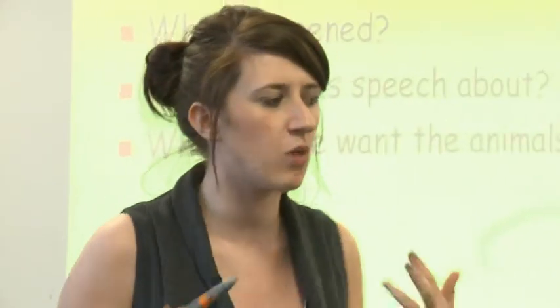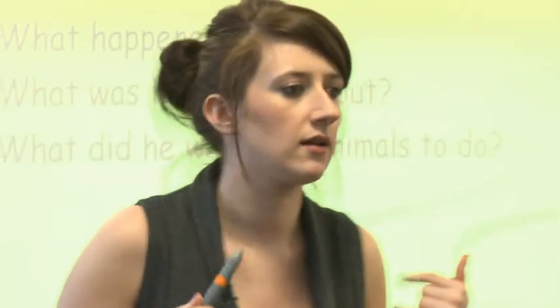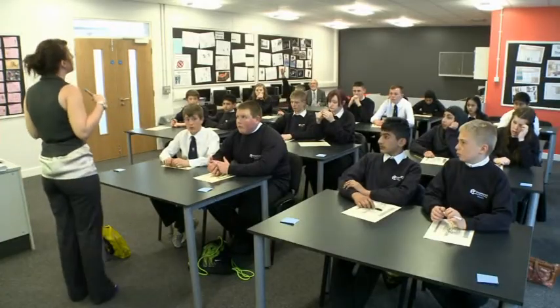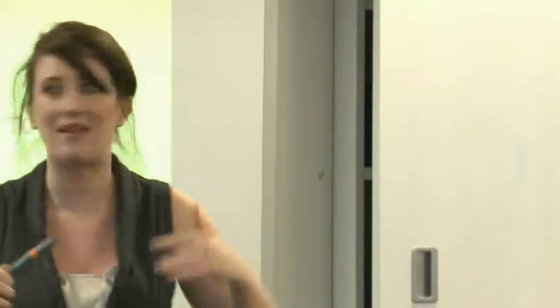Okay, what did he want the animals to do? Let's have someone else. Zach? Team together and fight against humans. He wanted the animals to team together and fight against the humans. Can you remember what word he used to describe that fight? It wasn't man versus beast, it was a specific word that he used to talk about having a fight. No, it wasn't conquer. It was with an R. He wanted them to... Josh? Rebel. He wanted them to rebel. He wanted a rebellion to happen.